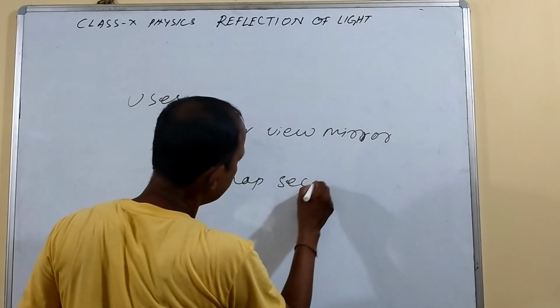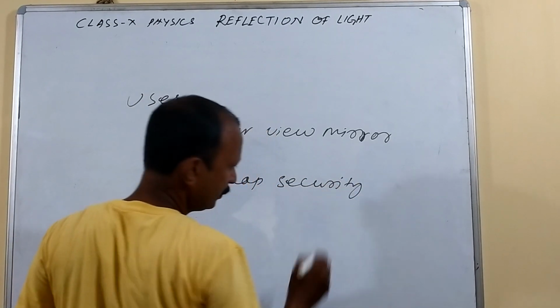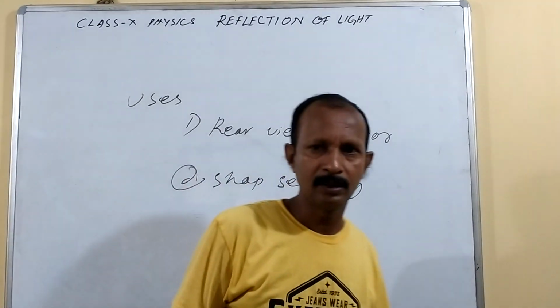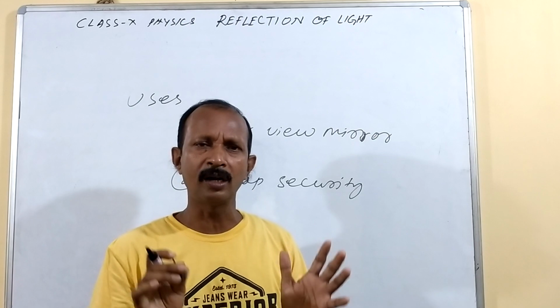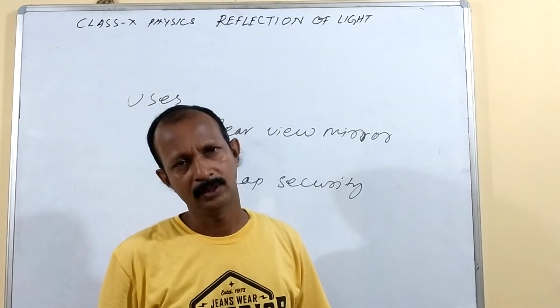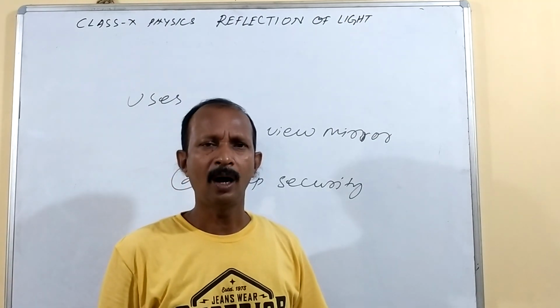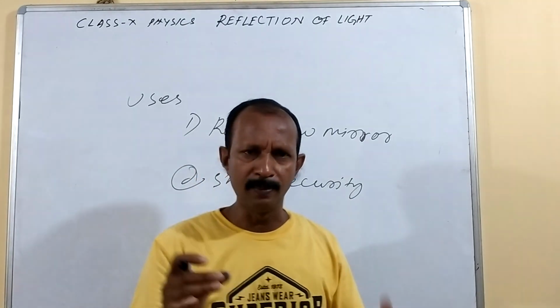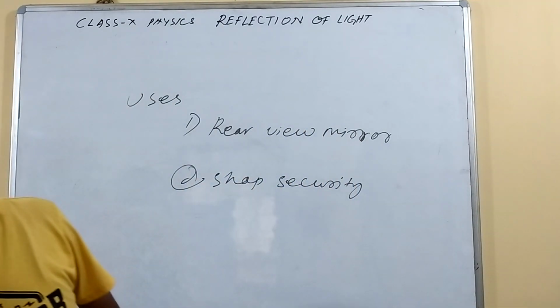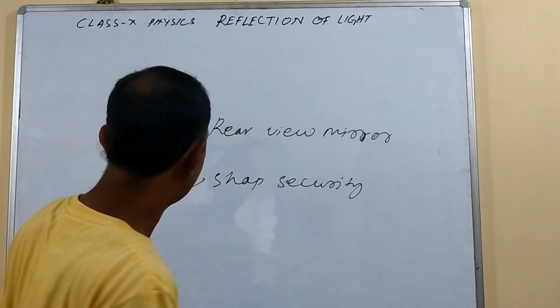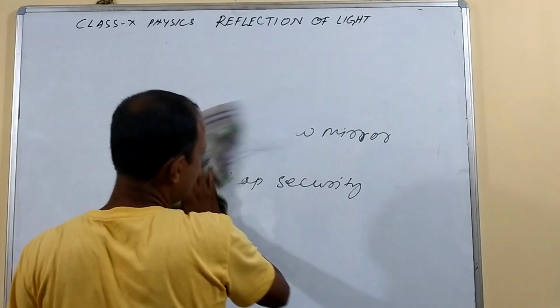security means in shopping malls, large shopping areas, they use large convex mirrors to keep an eye on the customers. So these are some of the important uses of convex mirrors.